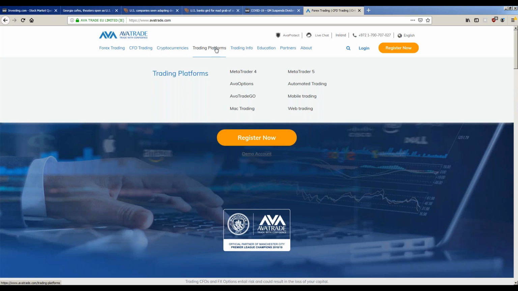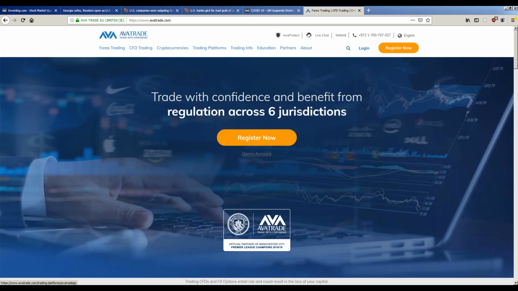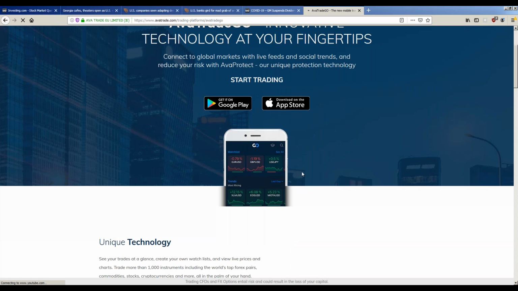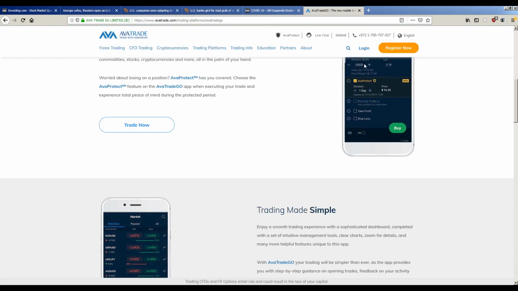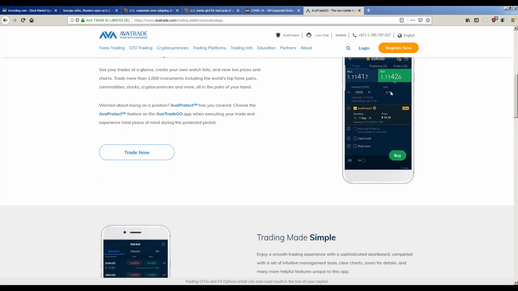Now, in general, the AvaTrade Go app is very good. It works very well and it has nice features. One thing I want to show you is that as you're setting up an order, it does some things for you. As you put in your trade size, it calculates how much margin is required. It knows your leverage on your account, so you're not guessing if you don't know how to do that type of calculation yourself.